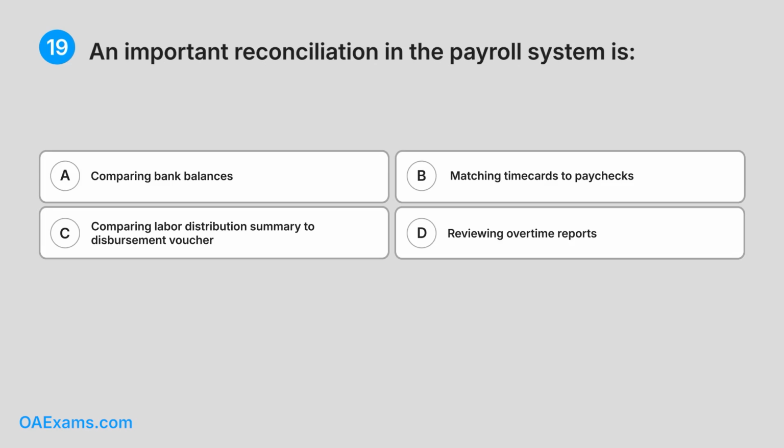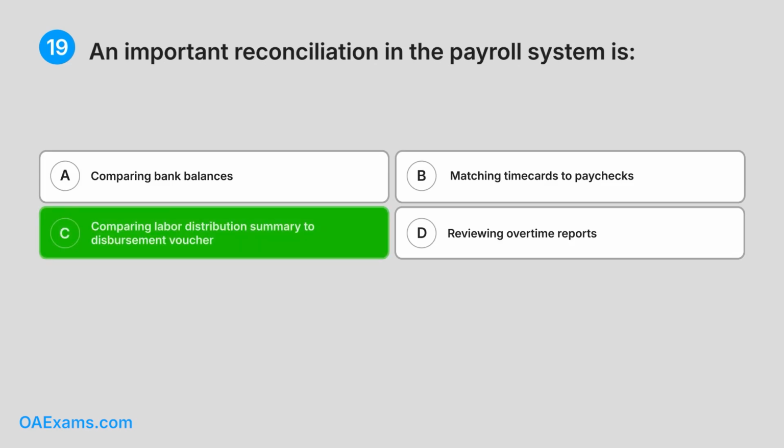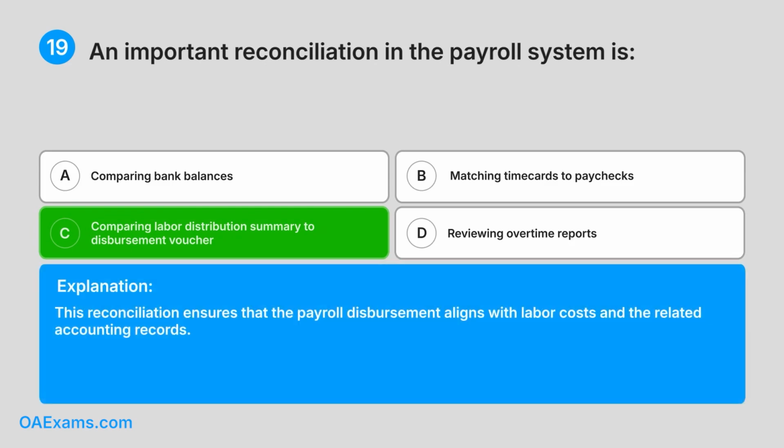Correct answer. C. Comparing labor distribution summary to disbursement voucher. Explanation. This reconciliation ensures that the payroll disbursement aligns with labor costs and the related accounting records.